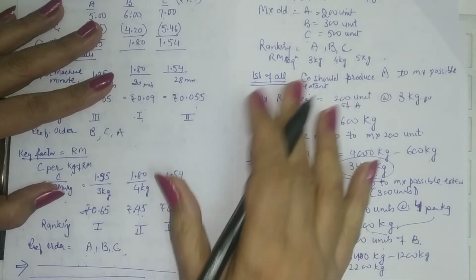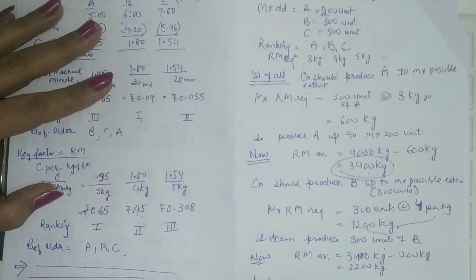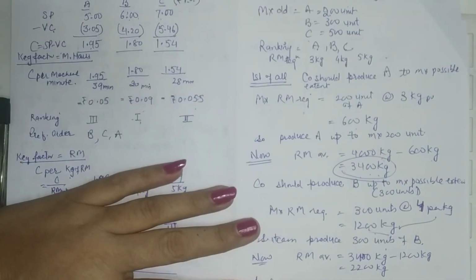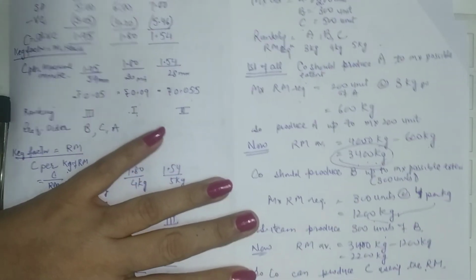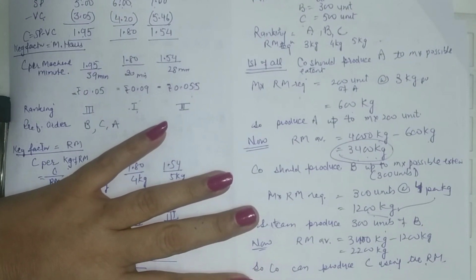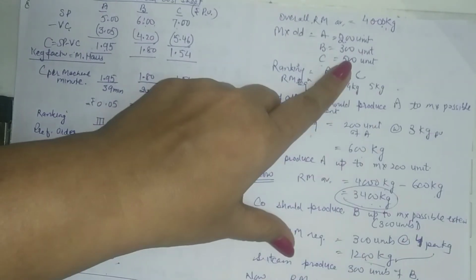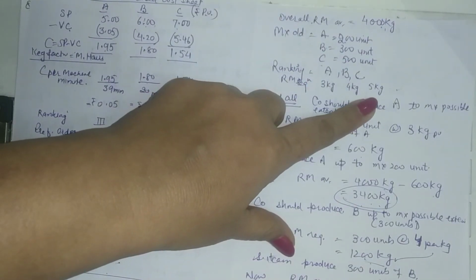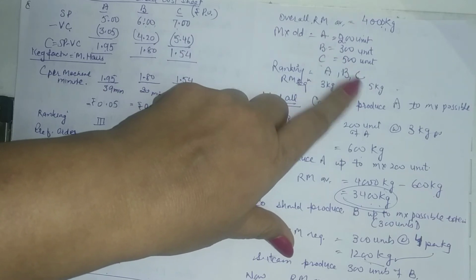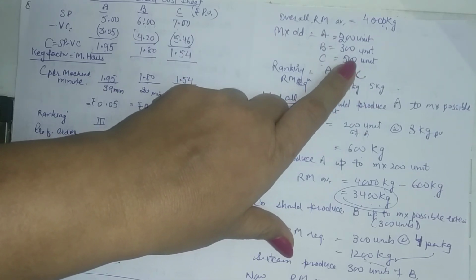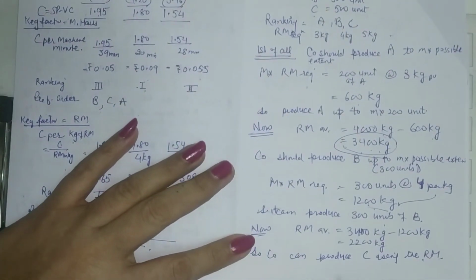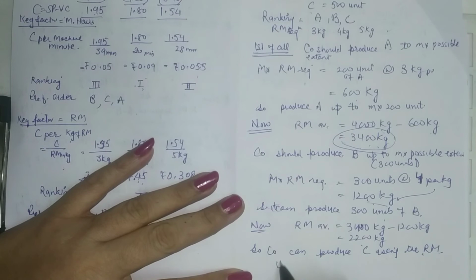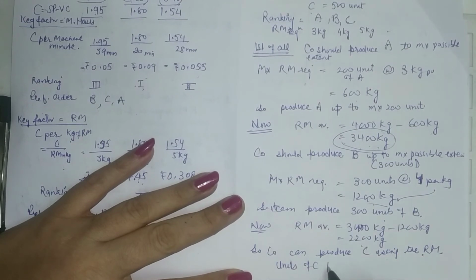So now you are left with only C. Now the company can produce C using the raw material. But how many units? Since C has a maximum demand of 500 units with the requirement of 5 kg, you would need a maximum of 2500 kilogram of raw material if you want to go for the maximum limit. But you do not have that much. You just have 2200 kilograms.